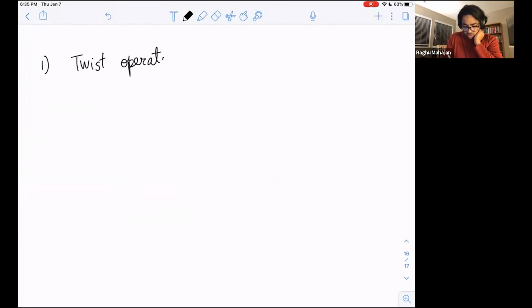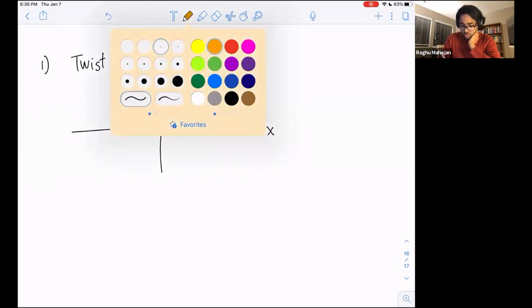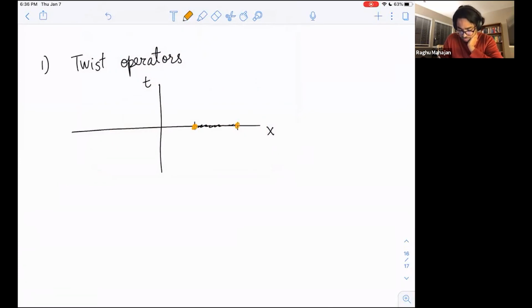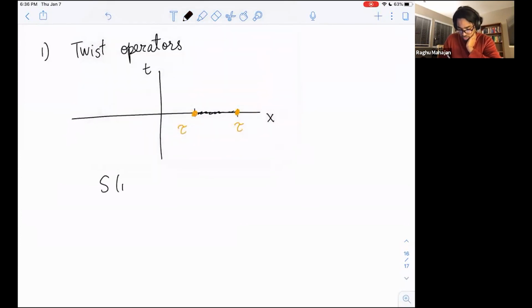If you read the Cardy-Calabrese derivation of the entanglement entropy, we have here our time and space, and let's say we are trying to compute the entanglement entropy of this interval. How it's computed is that you actually insert some operators here. They're called twist operators. So let me call it tau and tau. And the entanglement entropy S of the interval is given by the correlator of these fields, tau, let's say at x1, and tau at x2.